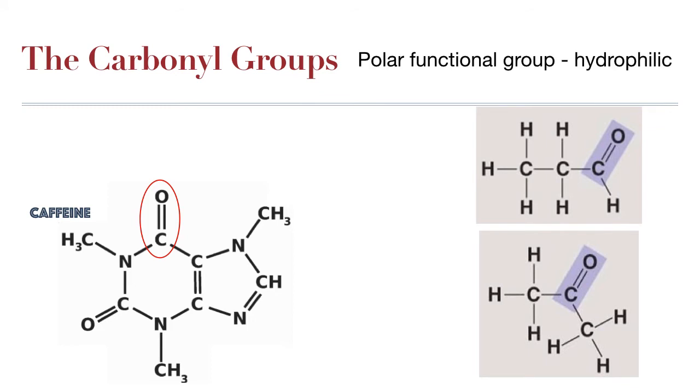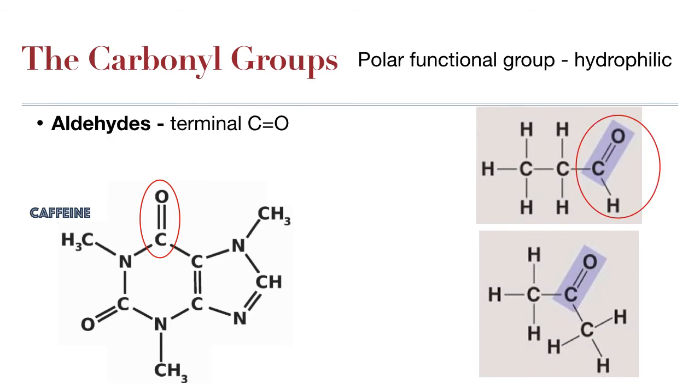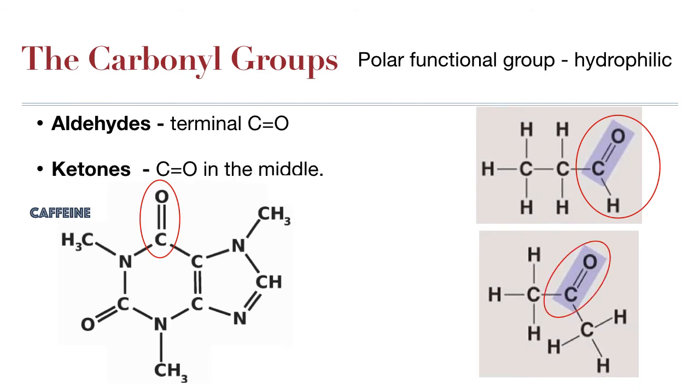Carbonyl groups come in two forms depending on where it is in the molecule. If the carbonyl group is at the end of a hydrocarbon chain, it is called an aldehyde, and the carbon is bonded to a hydrogen as well as the oxygen. If, on the other hand, the carbonyl group is found in the middle of the molecule or in the middle of the ring, then it is called a ketone.